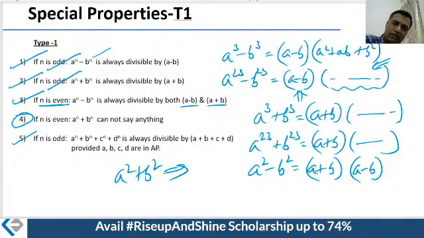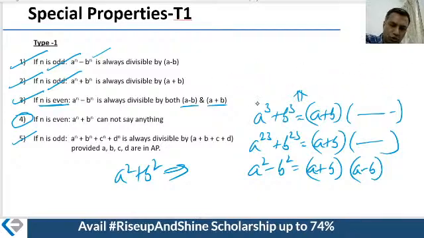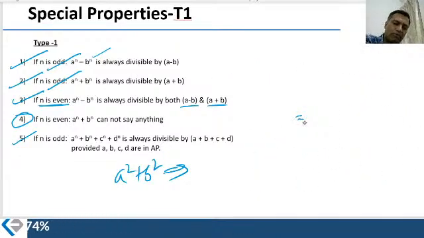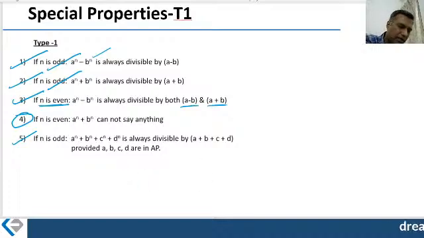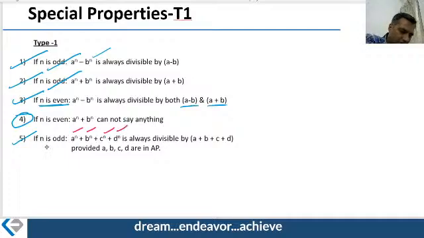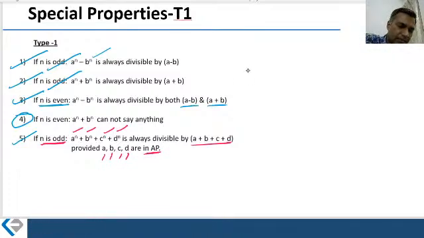Now all these are hygiene factors. 1, 2, 3, 4 are pretty much hygiene factors to me. I'm not here to discuss those things. The point of today's lecture was point number 5. What is point number 5 talking about? If it is a^n + b^n + c^n + d^n, in which n is odd, it is always divisible by a + b + c + d, provided a, b, c, d are in AP. Let me take a simple example here, friends.